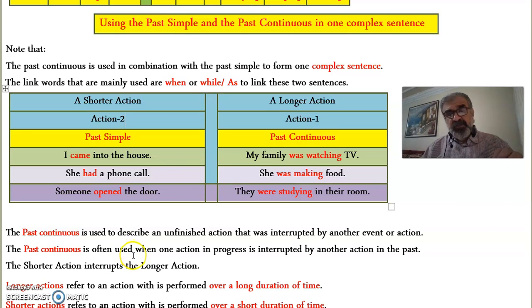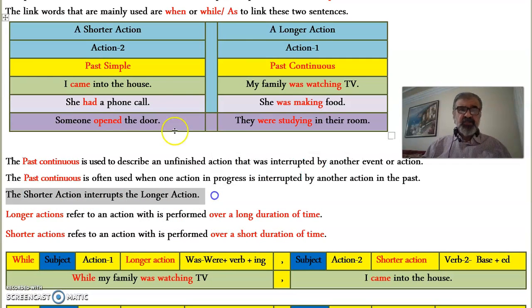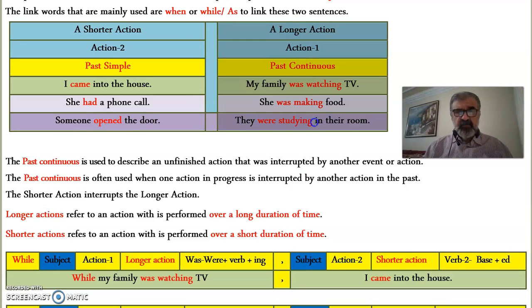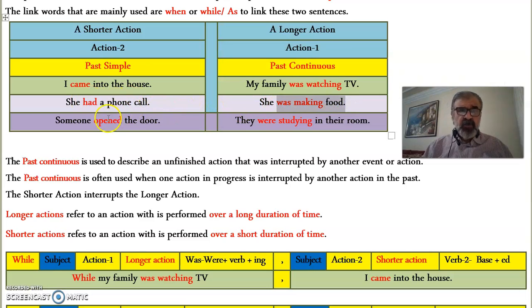Now, the past continuous is used when one action in progress is interrupted by another action in the past. Let's go on. So the shorter action interrupts the longer action. The shorter action, action 2, interrupts action 1, the longer action. Came into the house, was watching TV. She had a phone call, she was making food. Someone opened the door, they were watching, or studying, in their room.